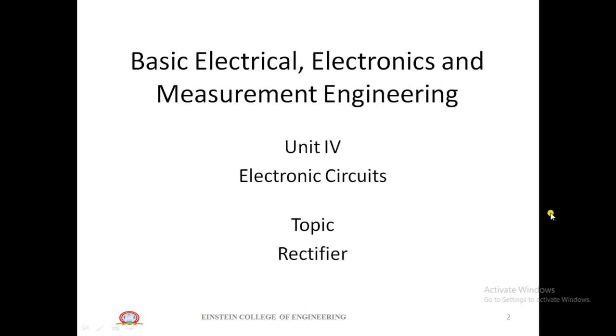In the university exam, April-May 2018, full wave rectifier was asked for 8 marks. Both full wave rectifier and half wave rectifier are equally important questions.